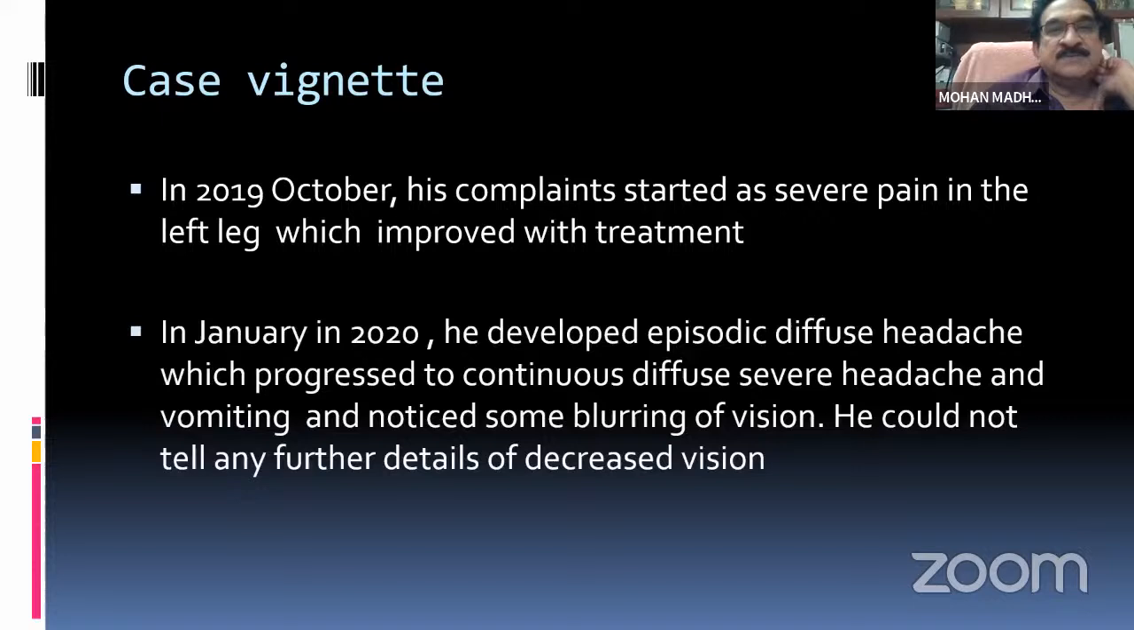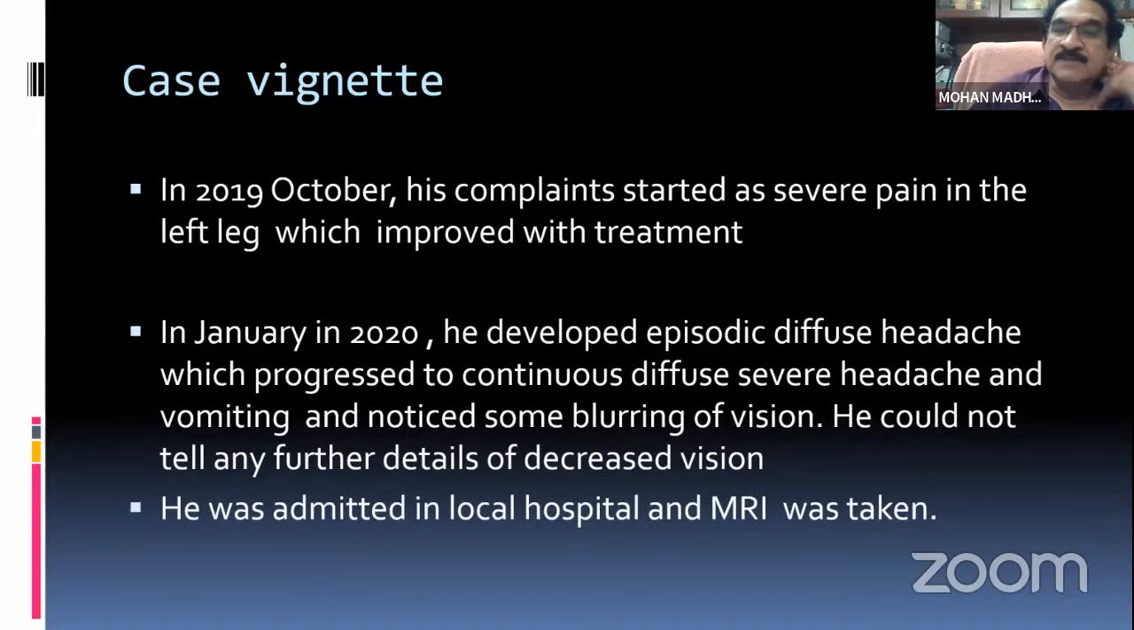In January 2020, that is 3 months later, he developed episodic severe diffuse headache, which progressed to continuous diffuse severe headache and vomiting, and he noticed some blurring of vision. He is not able to tell what the blurring of vision was. He could not tell any further details about the decreased vision.